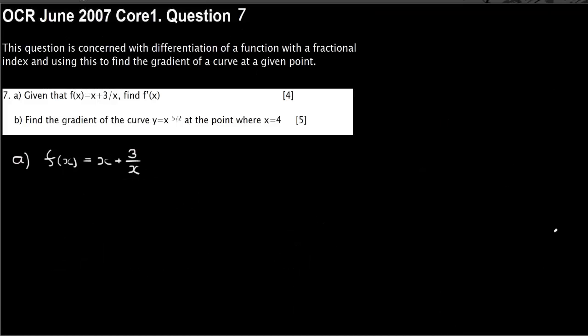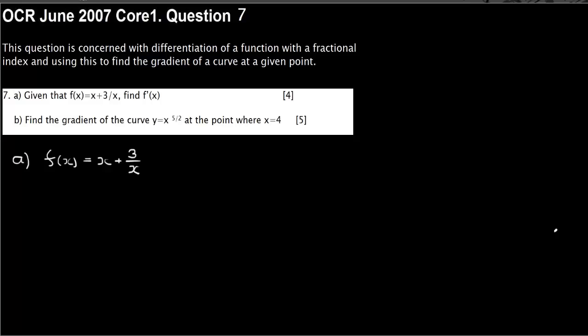Hello, it's Kev Randall. This is the June 2007 OCR Core 1 paper, and continuing with question 7. It's a differentiation question where we have to differentiate a function that's got a fractional index. It might be a bit tricky, but it's fairly straightforward really. And we use that to find the gradient of the curve at a given point.